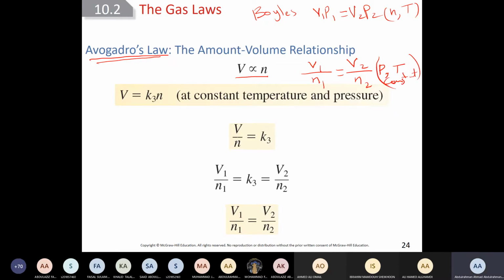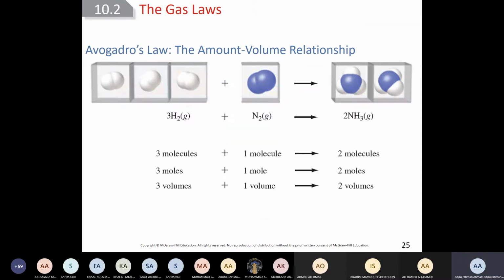Is this clear? This is called now constant temperature and pressure. This is called Avogadro's law. Avogadro's law. Very important.